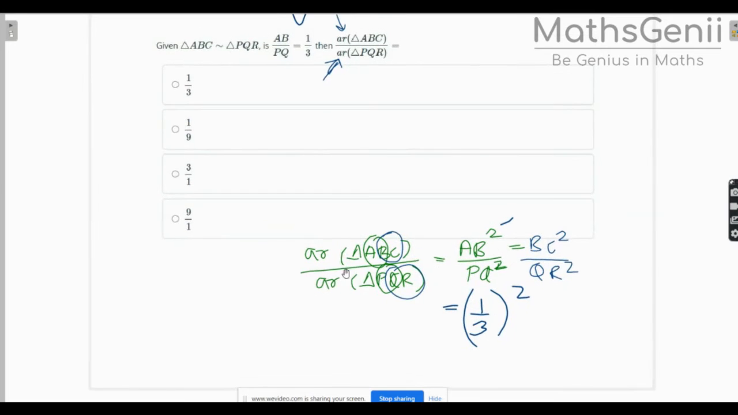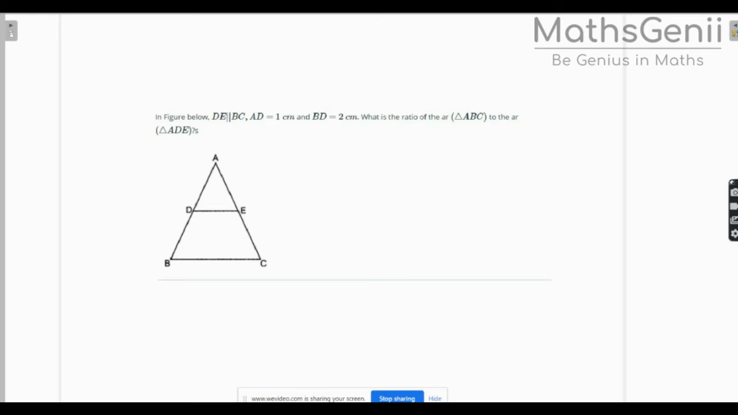So area of triangle ABC upon area of triangle PQR is equal to 1 upon 3 the whole square, which is 1 upon 9. Simple. Let's do a similar question. This question has come in 2019.